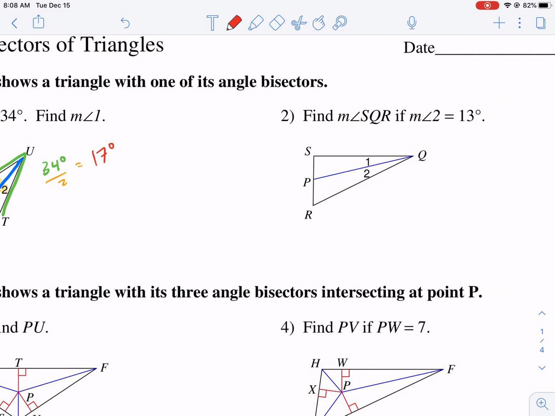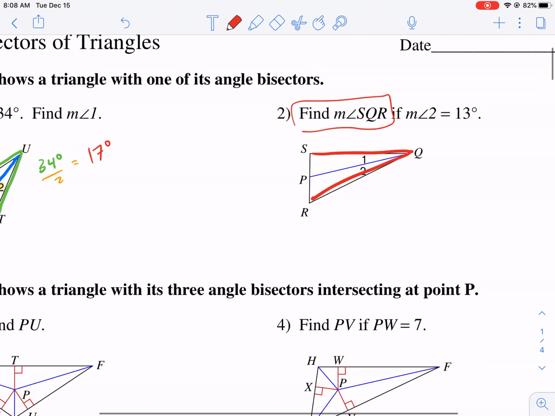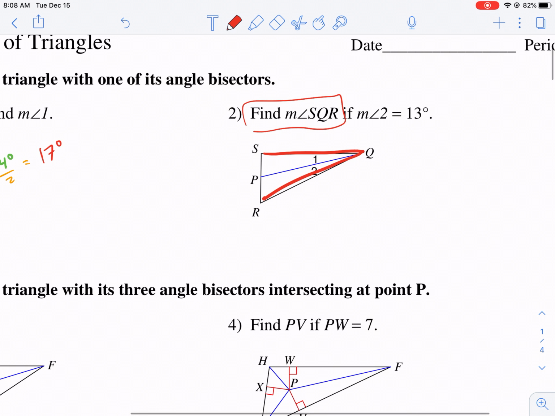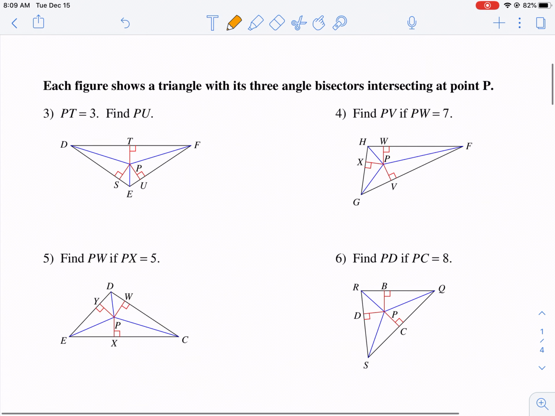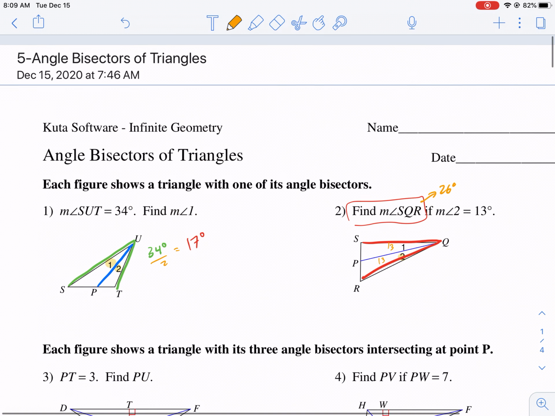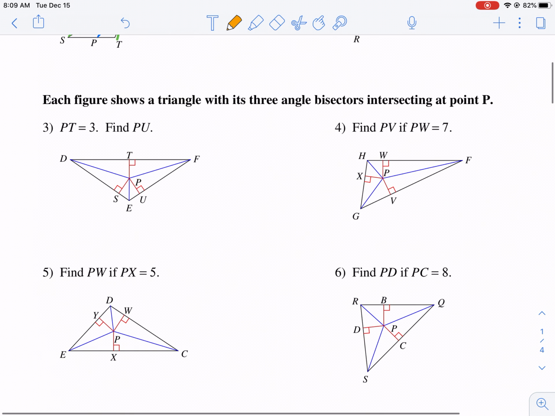Again, same deal here. We have SQR. That's this one this time. And it says find SQR. So we have to find this one. We're not given this one. But it's telling us that angle 2 equals 13. All we have to do is multiply 13. This is 13, so that's 26 for SQR. So that's 26 degrees.